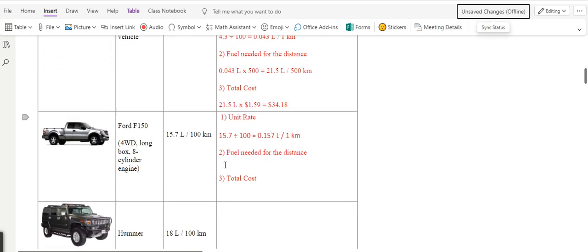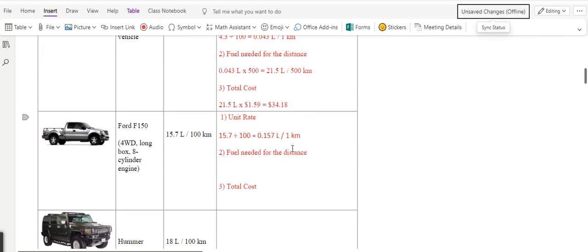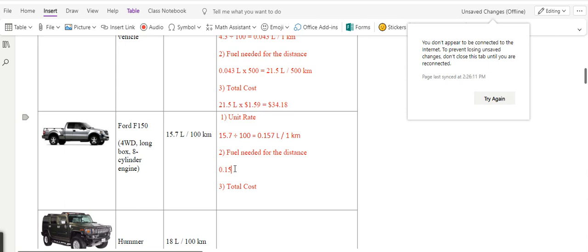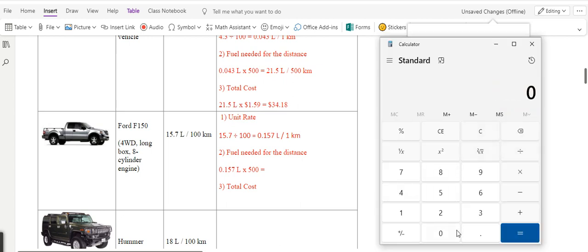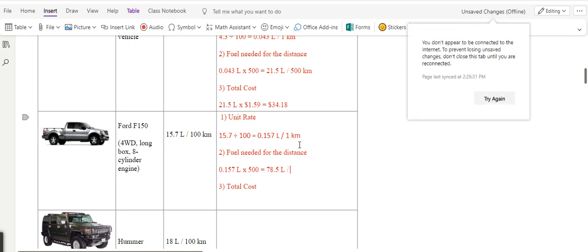So the fuel needed for the distance, well, the distance we care about is 500 kilometers. And so we're going to take our 0.157 liters and multiply it by 500. And so if we do this, 0.157 multiplied by 500 is going to give us 78.5 liters. And we're saying, again, that this truck needs 78.5 liters for this 500 kilometers.